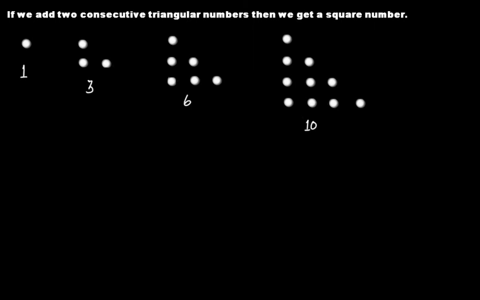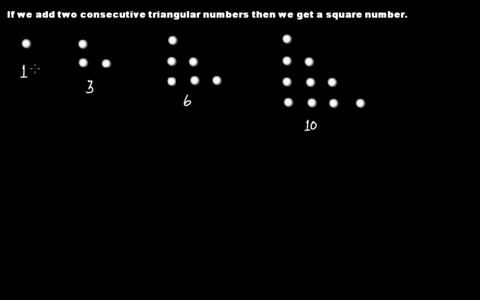In order to understand this tutorial, you should know what triangular numbers are. Assuming that you know, let's begin our discussion. In this pattern, if we add two consecutive triangular numbers, then we get a square number. Now, 1 is a triangular number, 3 is a triangular number, 6 is a triangular number, and 10 is a triangular number. These are some of the triangular numbers.